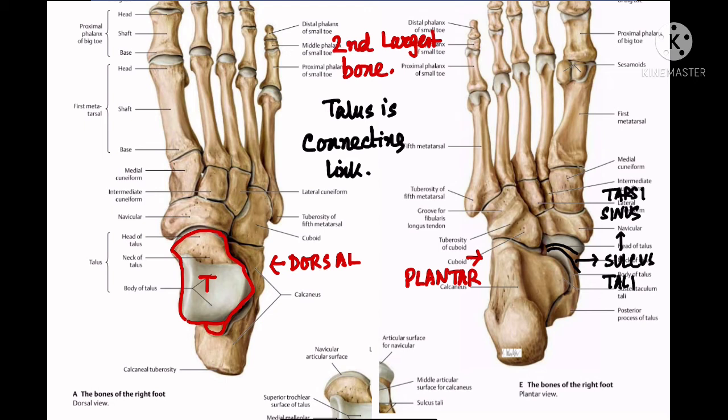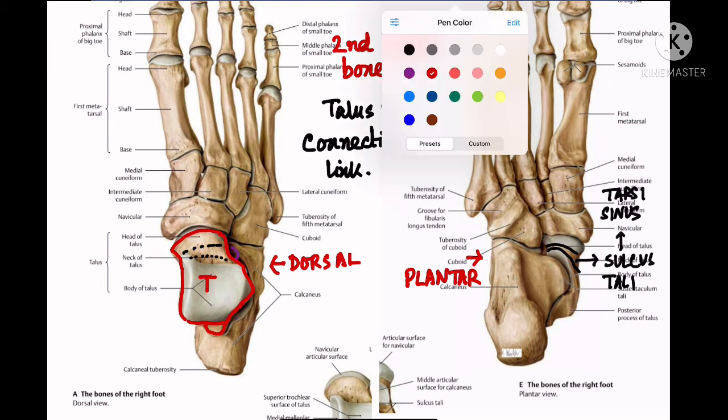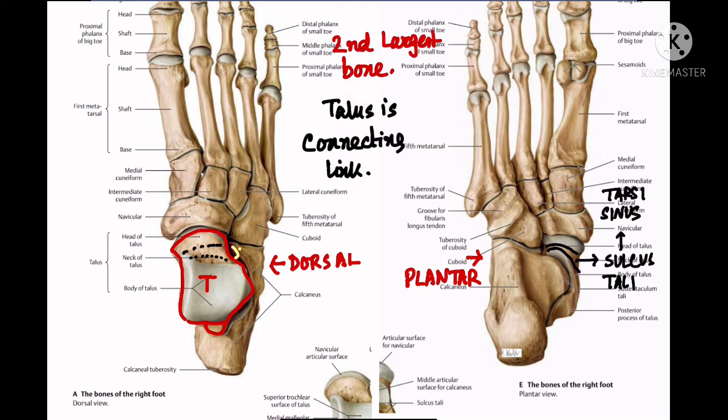So let me show you the location of the sulcus talli on the under surface of the neck. It is kind of like this groove. Similarly, calcaneus on its superior surface presents a grooved appearance. This is like this. Together these two grooves lock together to form a tunnel.